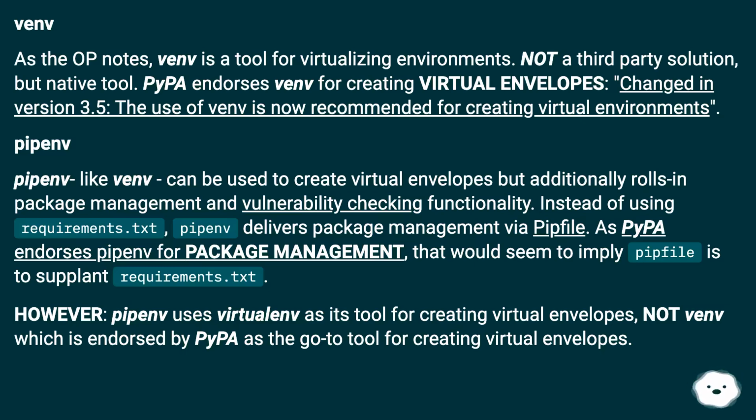Pipenv. Pipenv, like Venv, can be used to create virtual environments but additionally rolls in package management and vulnerability checking functionality. Instead of using requirements.txt, Pipenv delivers package management via Pipfile. As Pypa endorses Pipenv for package management, that would seem to imply Pipfile is to supplant requirements.txt. However, Pipenv uses Virtualenv as its tool for creating virtual environments, not Venv, which is endorsed by Pypa as the go-to tool for creating virtual environments.